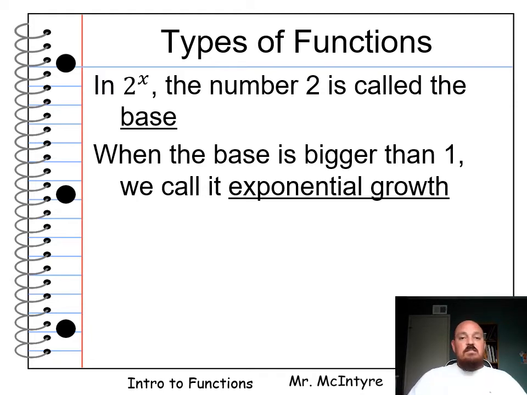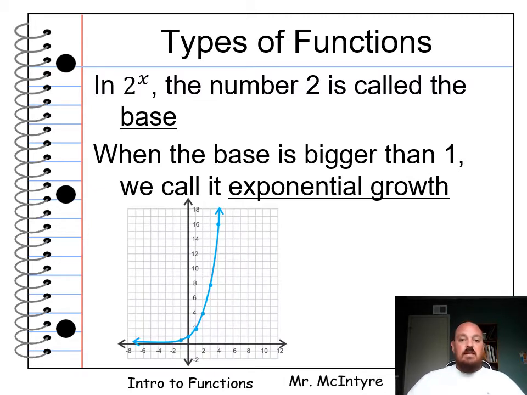Now, when the base is bigger than 1, any number at all bigger than 1, you get what's called exponential growth, because your function is growing bigger and bigger and bigger. And an exponential growth function is going to look something like this. In fact, this right here actually is a graph of 2 to the x. So you have this function where if you look at it on the left-hand side, it's almost 0. It's almost pressed into the x-axis.